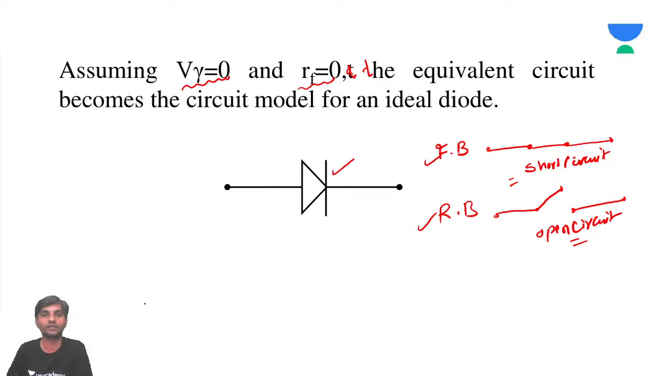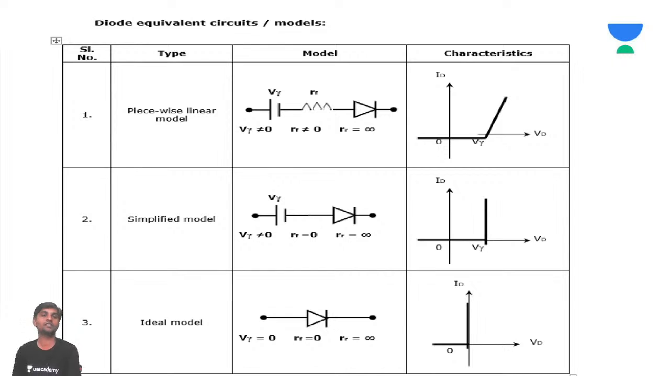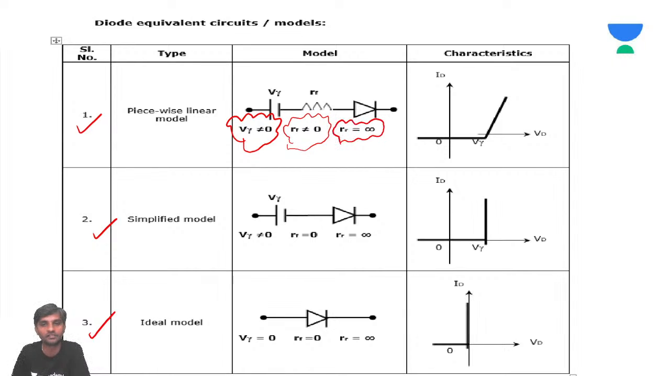Okay, next. Now this is nothing but a combination of three: piecewise linear model, simplified model, and ideal model. For the piecewise linear model, we assume that the cut-in voltage is not 0, the forward resistance is not 0, and the reverse resistance is infinity. If this is the case, you can see here the output is changing linearly.